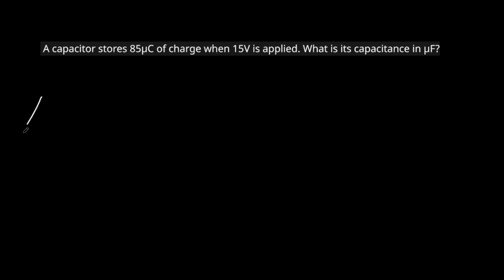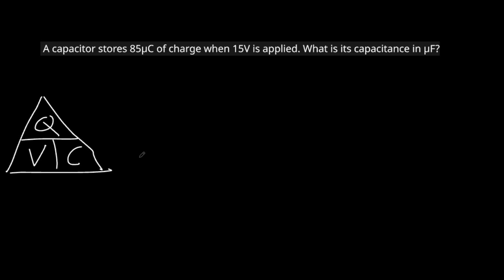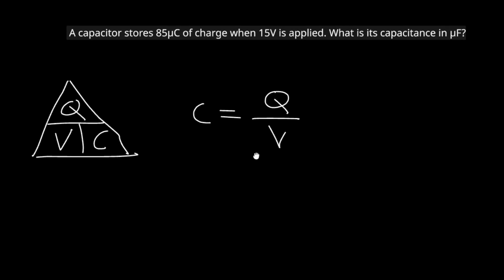Okay, so in this question, let's write the pyramid out, and I'll do this for every question. Q is on the top, and then V and C are at the bottom. Now we can use what we know to solve this problem. We're trying to find capacitance, so C is equal to Q over V. Now let's center this a little bit and plug in the values. After the equal sign, we have the coulombs, so 85, over 15.